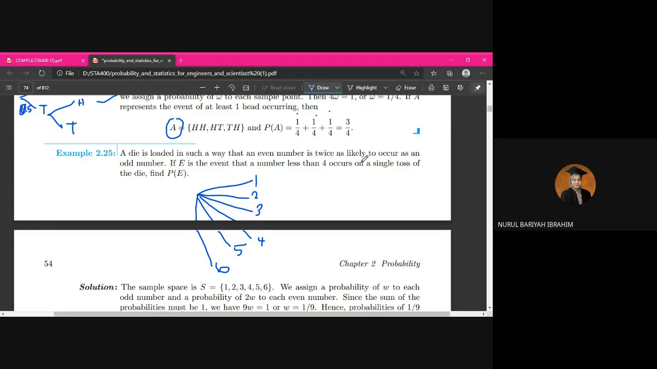So it says here there is a condition. Let's say when we toss a die without any condition, the probability to get each of the numbers will be 1 over 6. Here 1 over 6, here 1 over 6, here 1 over 6, and so on. But the condition here says an even number is twice as likely to occur as an odd number. Twice. The even number is twice.